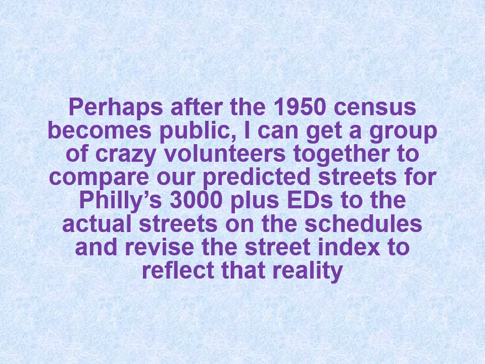Perhaps after the 1950 census becomes public, I can get a group of crazy volunteers together to compare our predicted streets for Philly's 3,000 plus EDs to the actual streets. That should be a high resolution. To the actual streets on the schedules, and revise the street index to reflect that reality. Wouldn't that be great for a city street index file that gave us so much trouble?